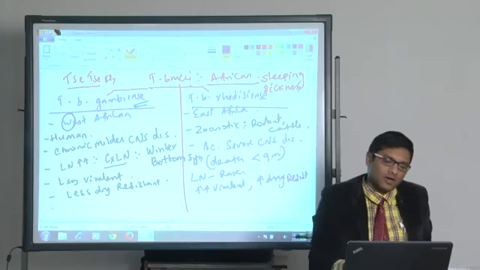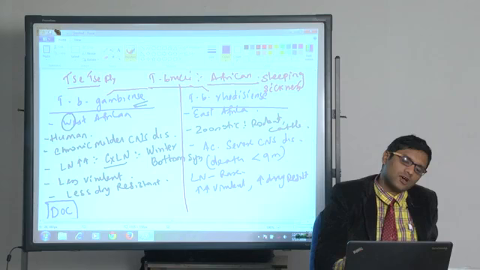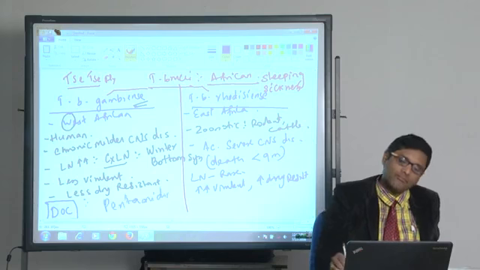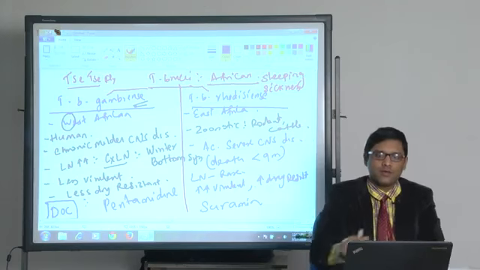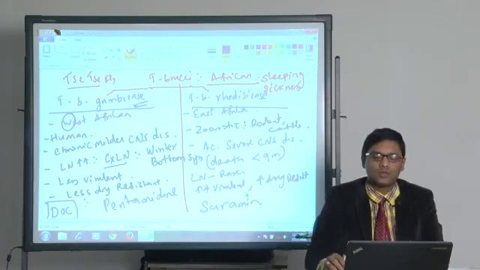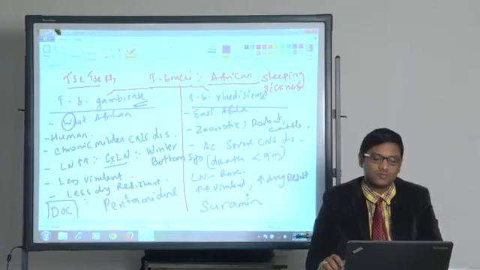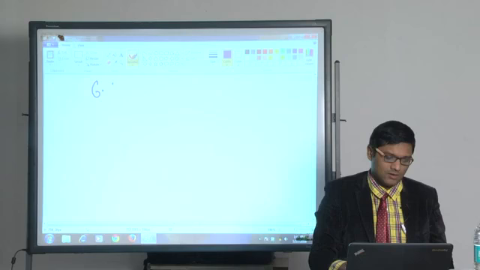Next, the treatment of choice. The drugs of choice are pentamidine and suramin respectively. Pentamidine and suramin are the respective drugs of choice here.